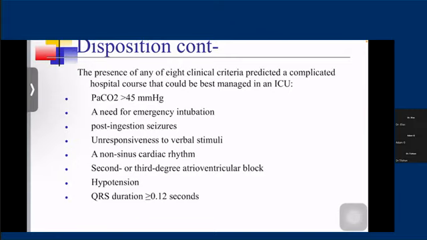And post-ingestion seizure, if the patient develops seizure, that is not a good sign, so we need to admit the patient to ICU and observe. And if there is arrhythmia, whether it is non-sinus or any degree of block, and if there is hypotension and prolonged QRS, these are a few indications to consider admission.